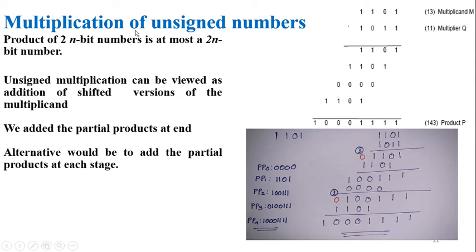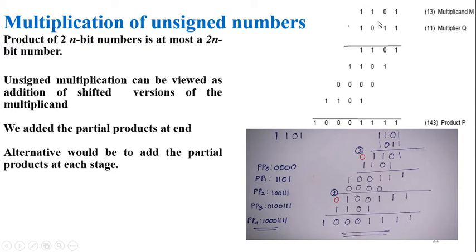This video is about multiplication of positive numbers. The product of two n-bit numbers is at most a 2n-bit number. Here this indicates a 4-bit multiplicand, and the multiplier is also 4 bits in length, and the product is 8 bits in length. Okay, what's the meaning? While multiplying two n-bit numbers, the product value should be less than or equal to 2n bits in length. Unsigned multiplication can be viewed as an addition of shifted versions of the multiplicand.